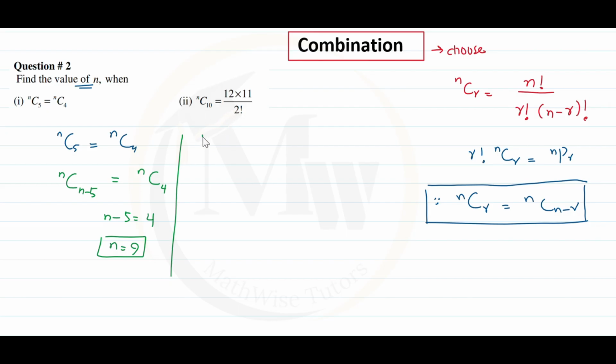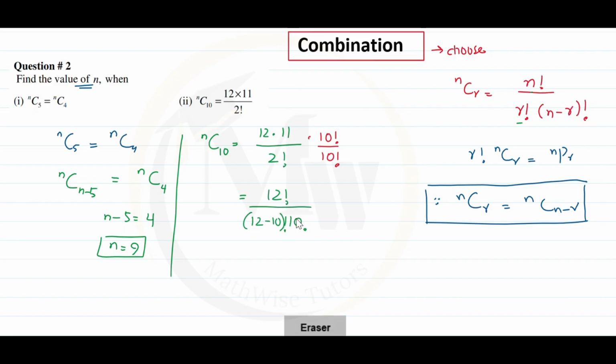So here nC10 is equal to 12 times 11 over 2 factorial. So we need to multiply and divide by 10 factorial so that the factorial form will be complete. So the numerator becomes 12 factorial and the denominator is 10 factorial. And to complete the combination formula, we know that in the denominator we usually have n minus r. So 2 can be written as 12 minus 10, which can be considered as n minus r.